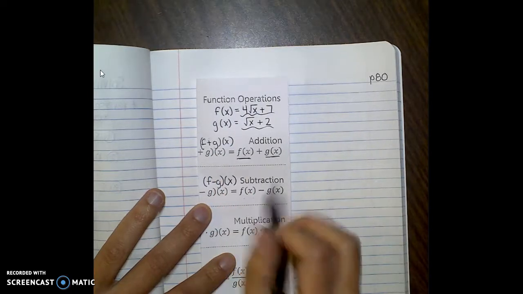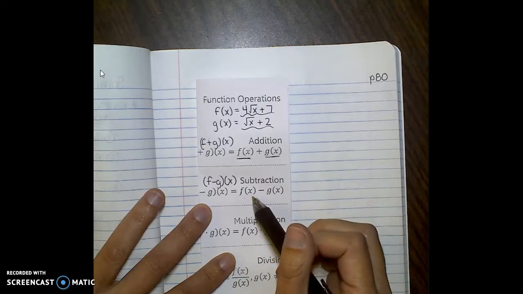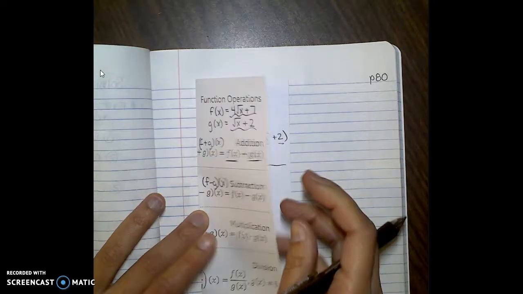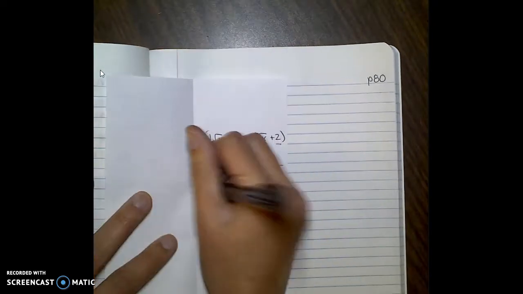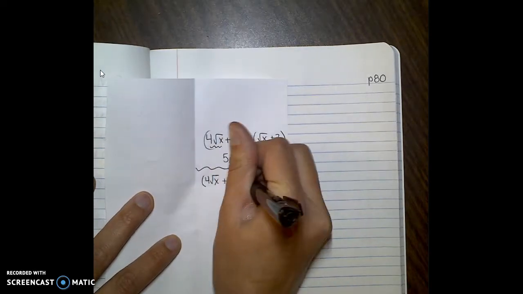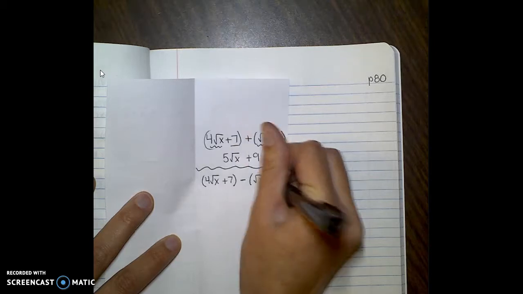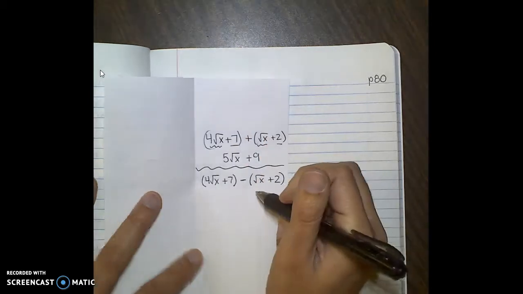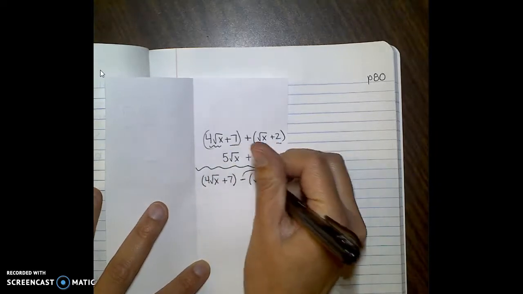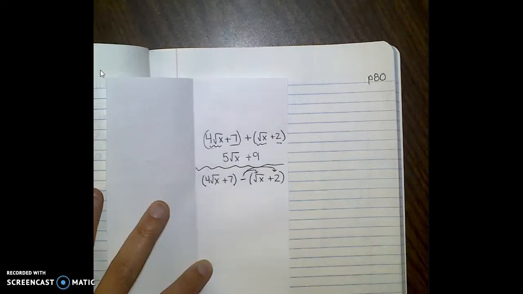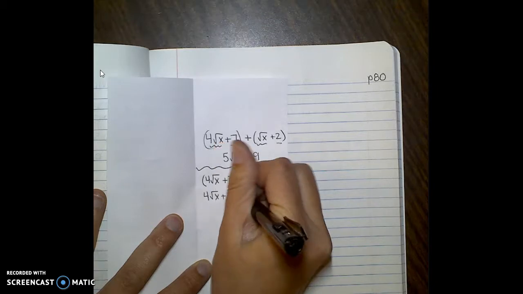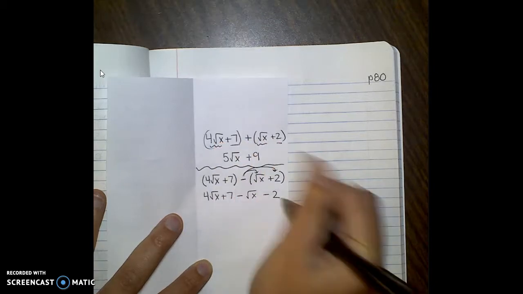This is a little bit trickier than addition, only because the second thing that you're subtracting, you have to subtract the whole thing. So when I write this down, again substituting with parentheses, I get 4 square root of x plus 7 minus the square root of x plus 2. Now the parentheses kind of do matter. This one doesn't, but over here, both these things are being subtracted, so you need to make sure that you distribute your negative. So we get 4 square root of x plus 7 minus the square root of x minus 2.